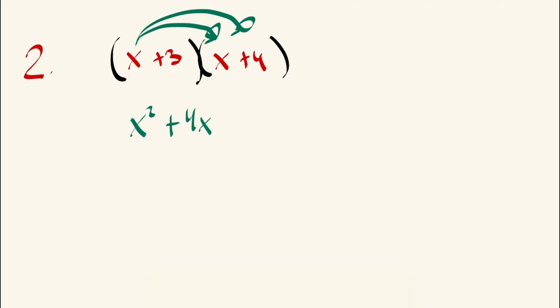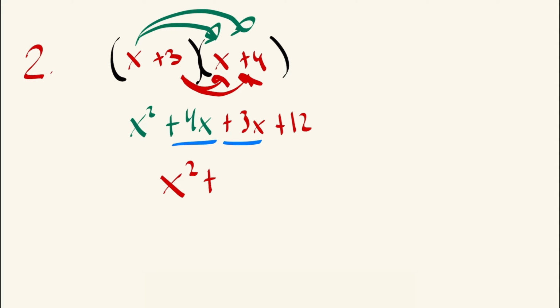Now, again, with the second term, doing the same thing, that will be 3x, and then 3 times 4 will be plus 12. Then finally, we can collect the like terms, in this case, those two. This will result in the final answer being 7x plus 12. So this is the right answer.